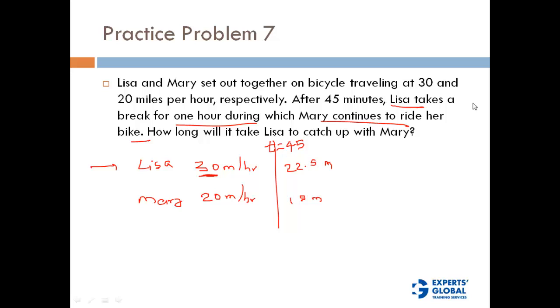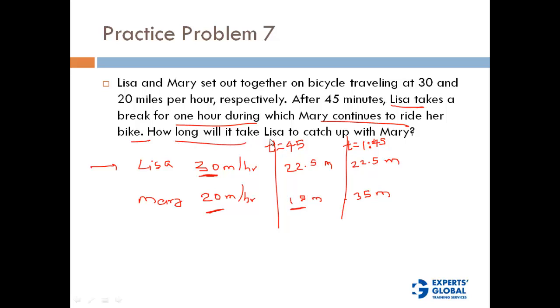So now at another point, 1 hour after, which is t is equal to 1.45, 1 hour and 45 minutes, what we get is Lisa is still there because she has been taking a break, whereas Mary would have gone in 1 hour, how far does Mary go? Mary goes 20 miles per hour. So that 20 miles plus this 15 miles earlier, so she is now at 35 miles. Correct?